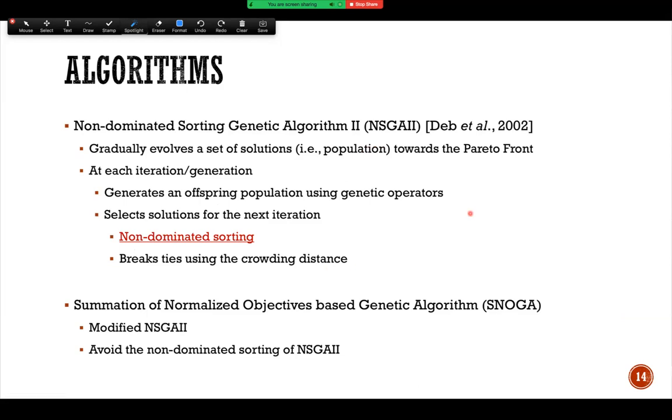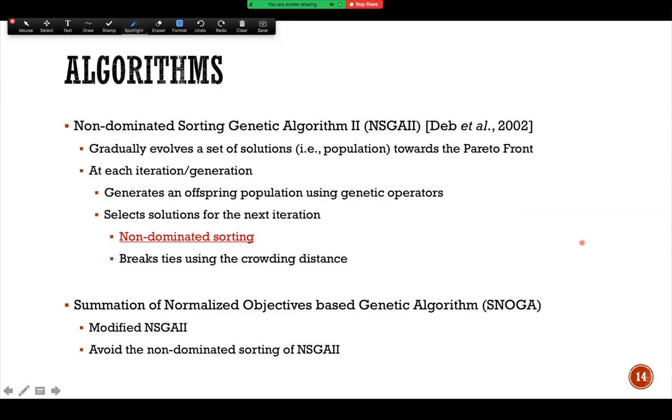NSGA-II, which stands for Non-dominated Sorting Genetic Algorithm II, is one of the most widely used multi-objective meta-heuristics. It gradually evolves a set of solutions towards the Pareto front. At each iteration, it generates an offspring population using genetic operators. Then it selects the required number of solutions for the next iteration using non-dominated sorting and breaks ties using the crowding distance if necessary. Crowding distance measures the sparsity of a solution in the objective space.